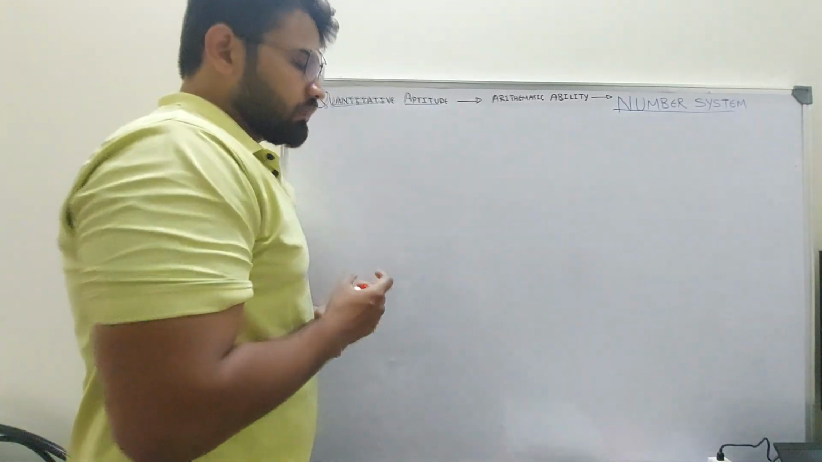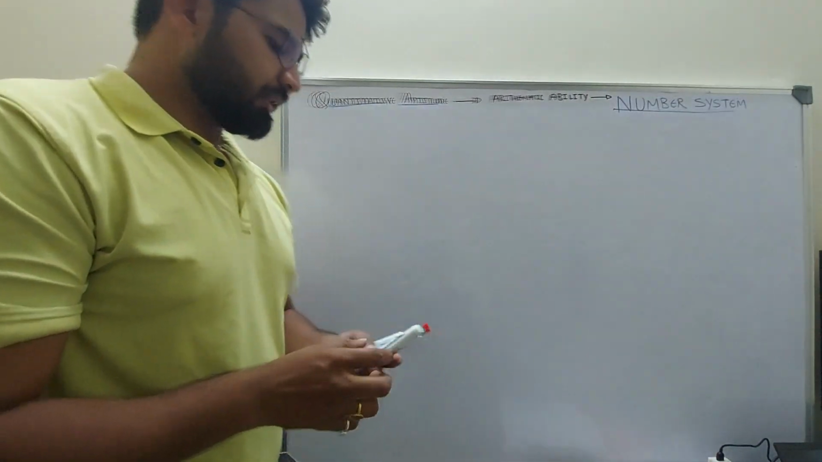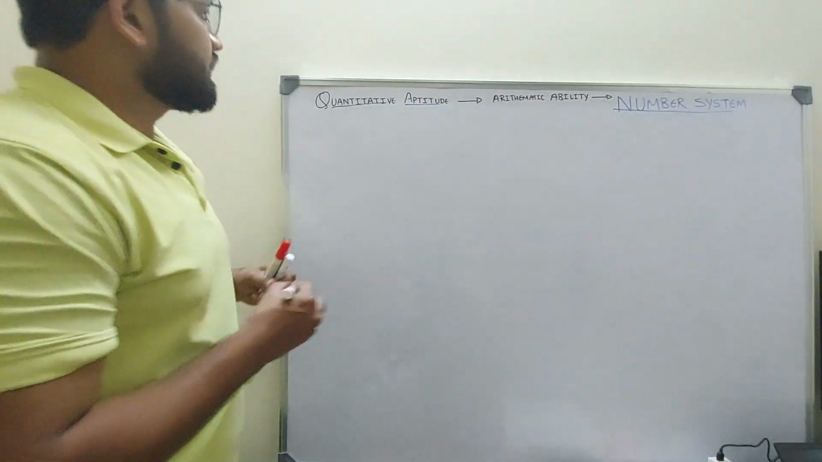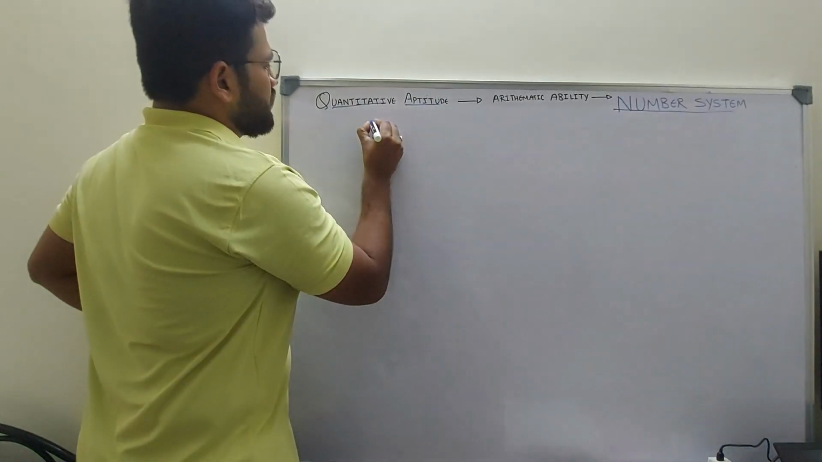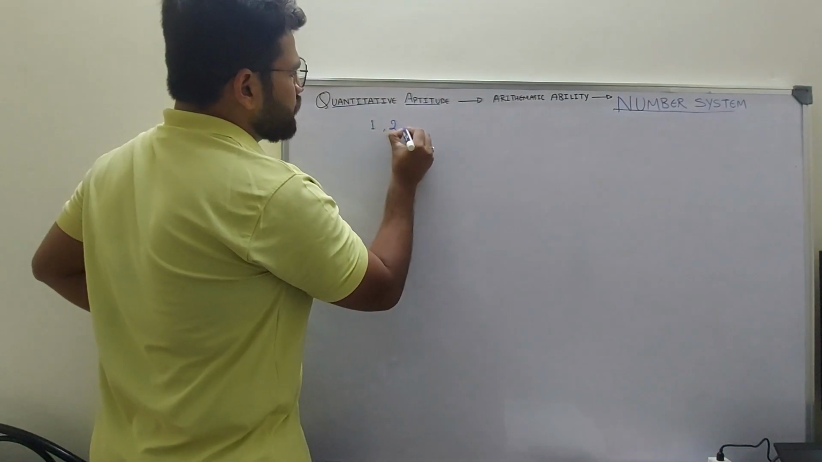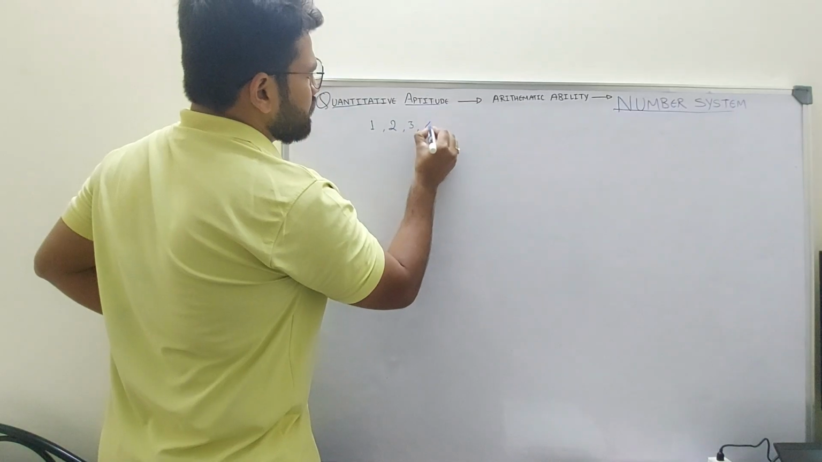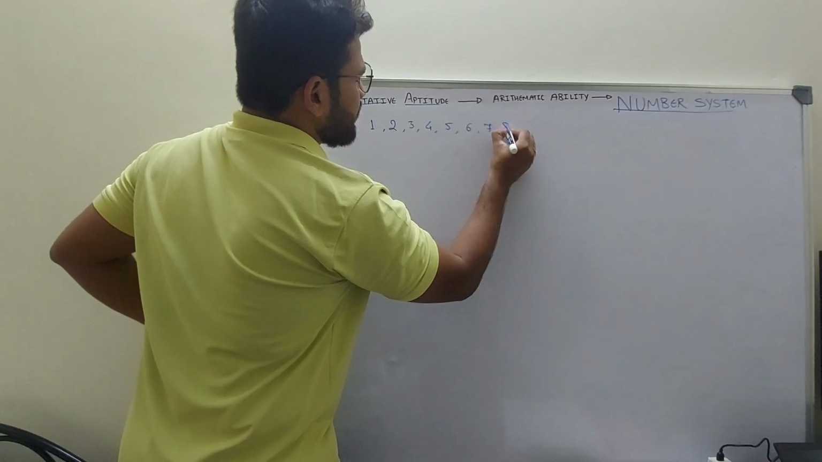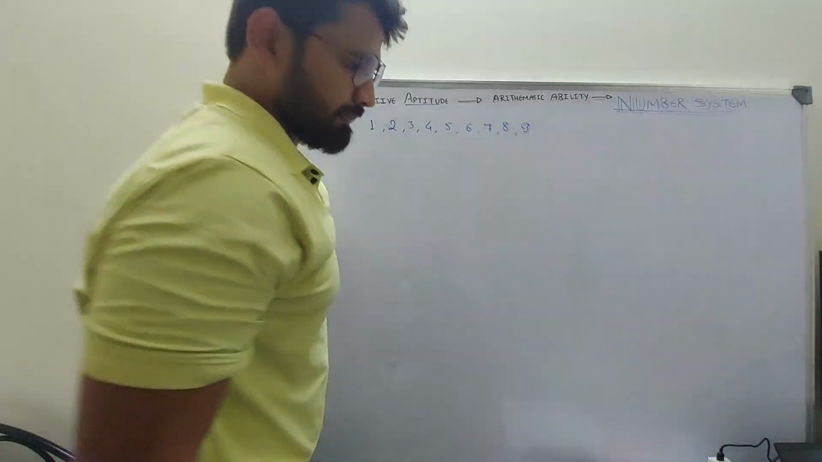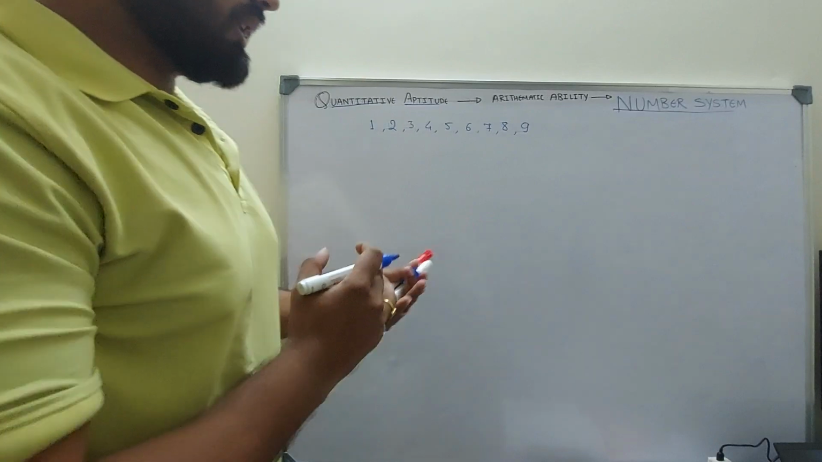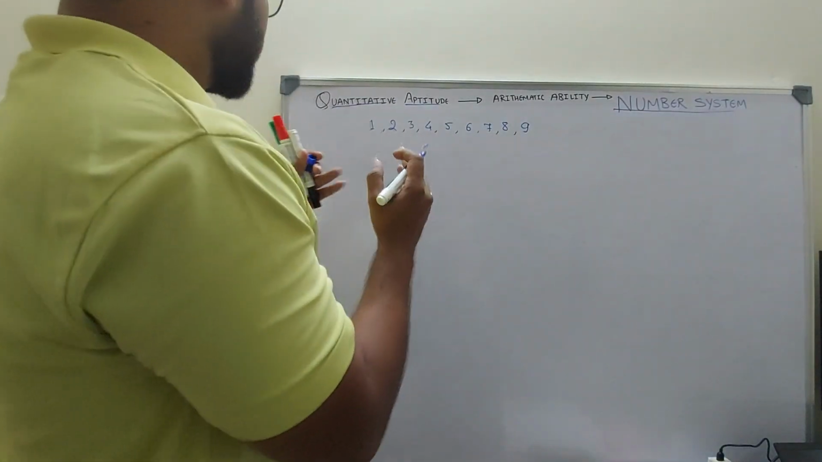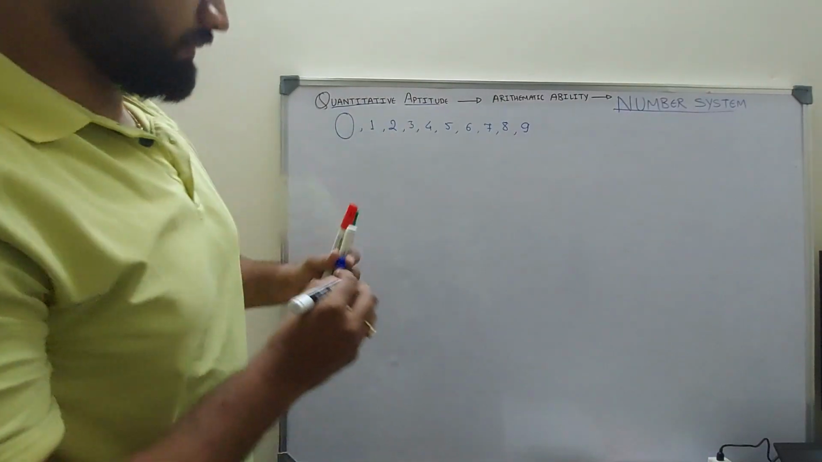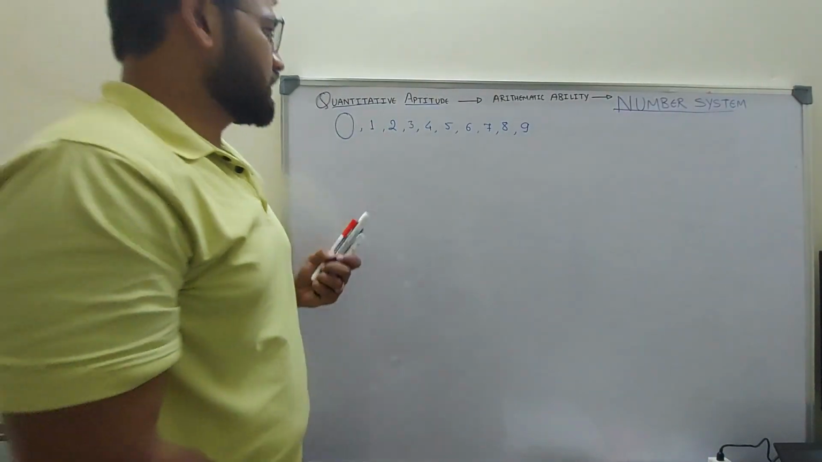For example, in the Hindu Arabic system, we have numbers which are 1, 2, 3, 4, 5, 6, 7, 8, 9. These are all the numbers, and how can we forget the number 0? 0 plays an important role, as we all know.